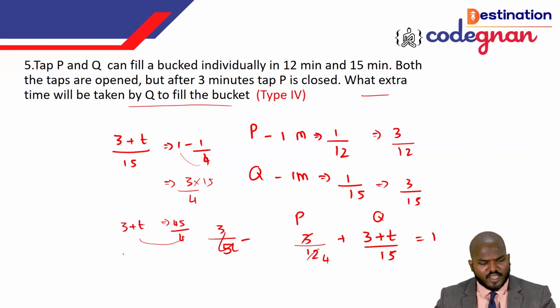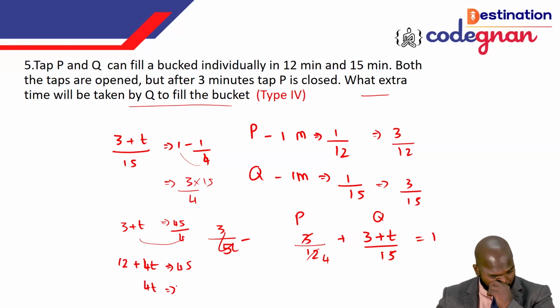You can take the value this side. It will give you 12 plus 4t, and that is 45. So 4t is equal to 45 minus 12. What can we say? That is 33. So the t we can say is the value 33 by 4.